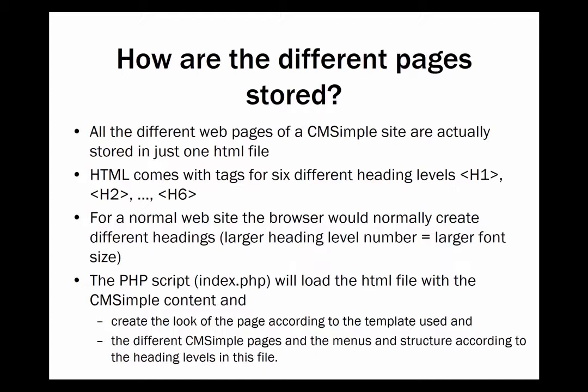So a website has many web pages. How does CMSimple store the different web pages? It basically stores the whole content of your site, all the different pages, in one long HTML file. And how do the menus work on the site? Basically, all your pages are in one long HTML file.